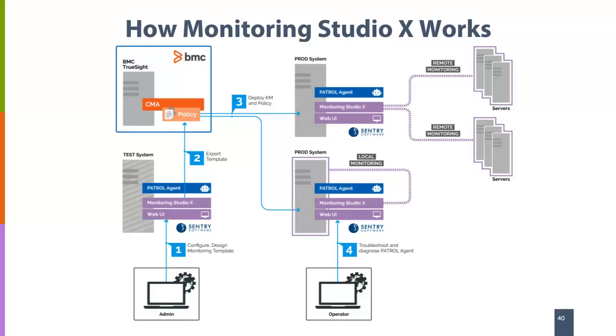Now that you saw what Monitoring Studio 10 looks like, let's see how it works. Monitoring Studio 10 and Patrol Agent need to be installed on a test system. On the test environment, you can configure and design your monitoring templates. When the template is ready, you just have to export it from the web interface and import it into any CMA policy in TrueSight. Once there, you just have to deploy Monitoring Studio 10 and your policy to the relevant production systems. Monitoring will either be remote or local. Any troubleshooting and diagnosis operation will be performed on the production environment from the Monitoring Studio 10 web interface.